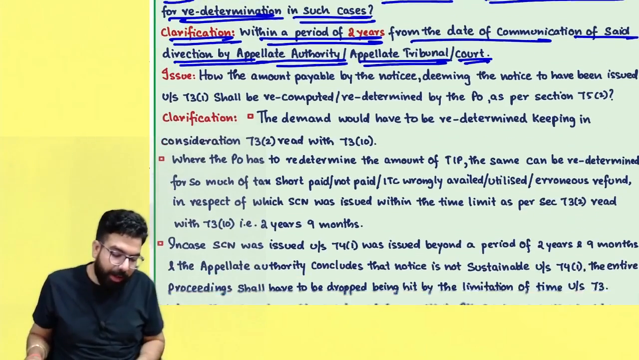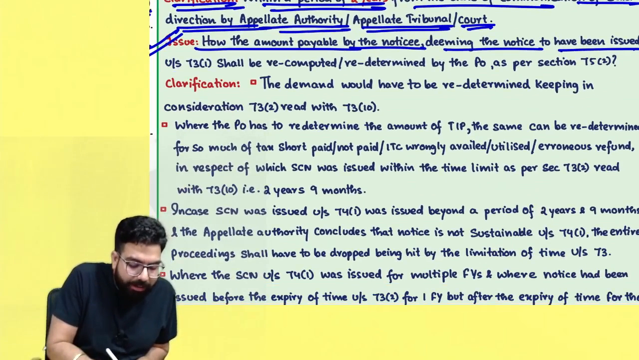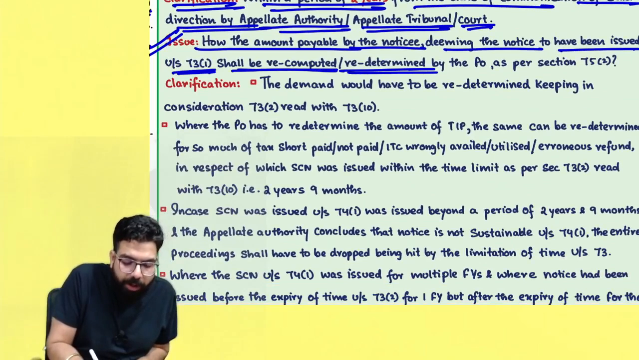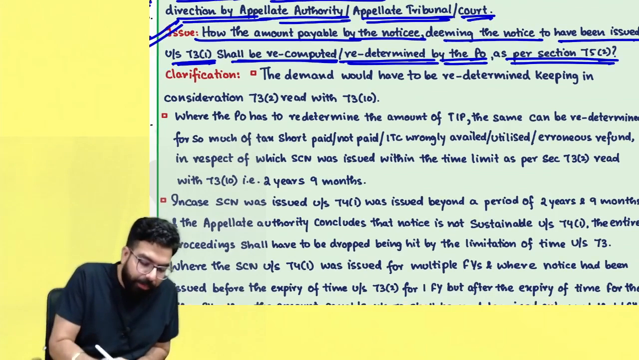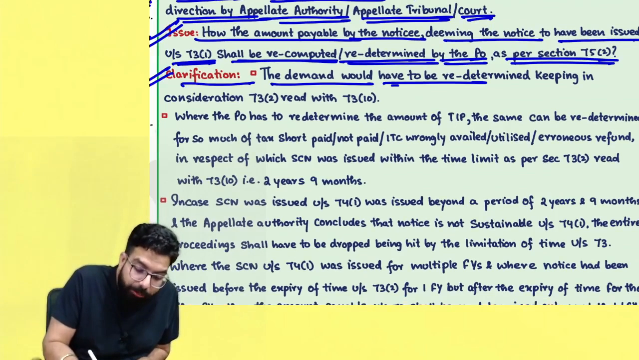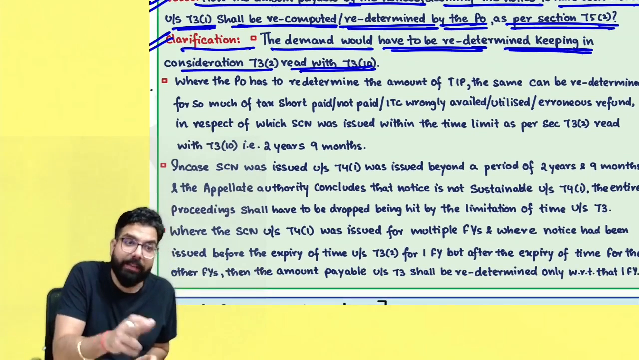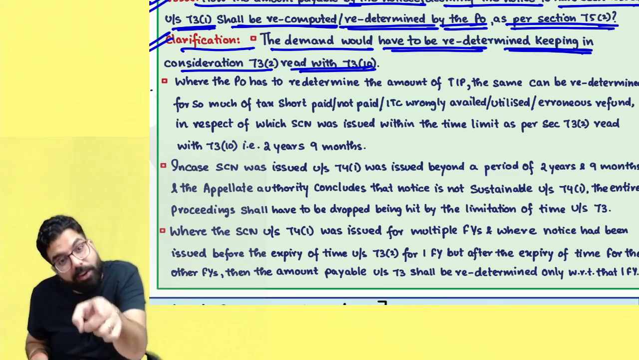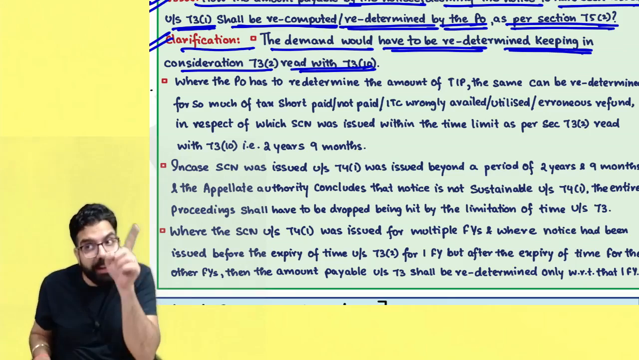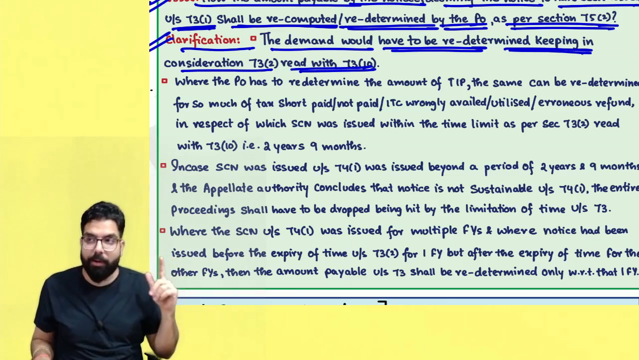Now in this scenario they are telling, sir, how the amount payable by the noticee, deeming the notice to have been issued under section 73(1), shall be recomputed or redetermined by the proper officer as per section 75(2). So they are telling, sir, the demand would have to be redetermined keeping in consideration section 73(2) read with section 73(10). It means they have to see that the show cause notice which was issued under section 74 was also issued within 2 years and 9 months. Only then can that show cause notice be deemed as a show cause notice under section 73. Are you guys able to recall this point?